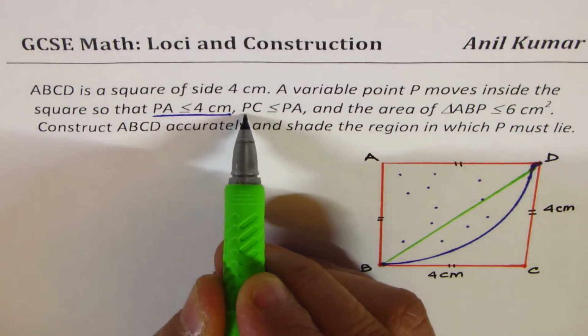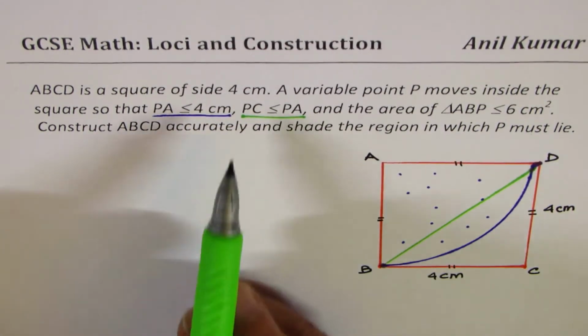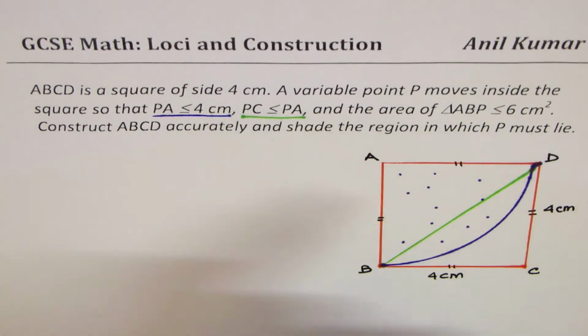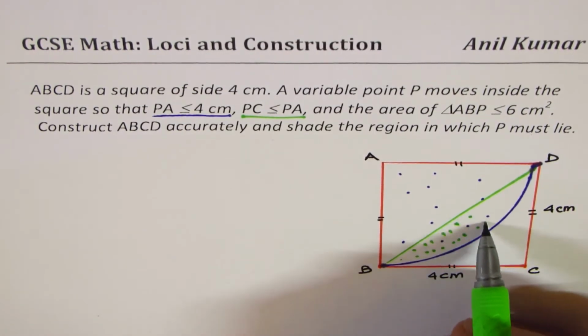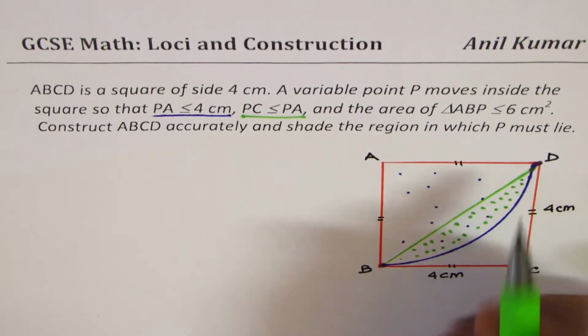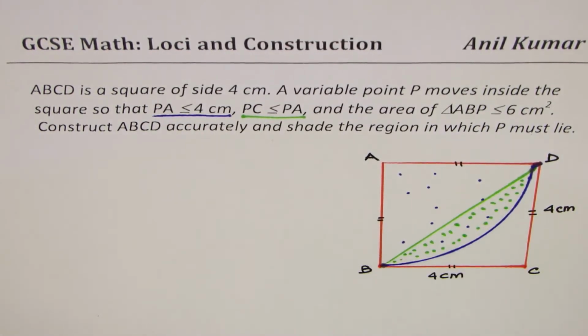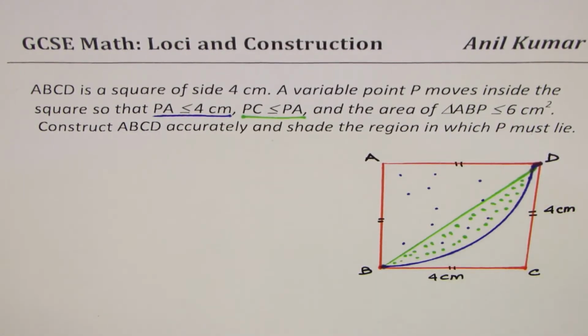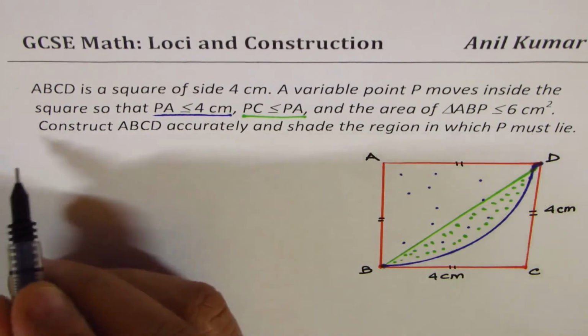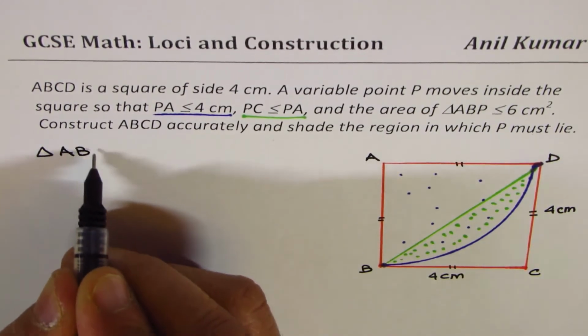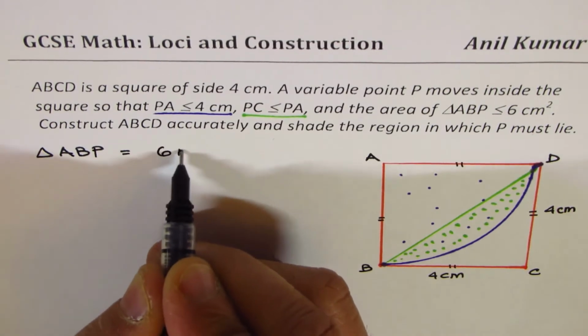And when we say that PC is less, that means point P is closer to C than A, that means we are looking for somewhere here. Now that is the common portion. So I'm not highlighting the one which is not to be considered. Okay. So now we are converging to this particular sector. The next condition here is that the area of the triangle is less than 6 centimeter square. So P is so that the area of triangle ABP is 6 centimeters square.